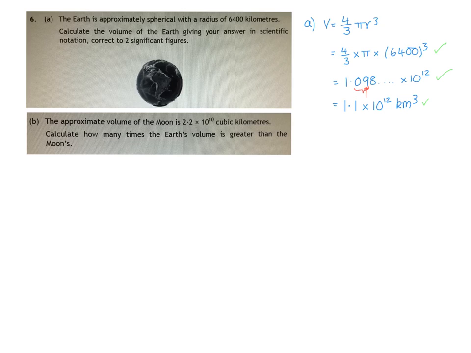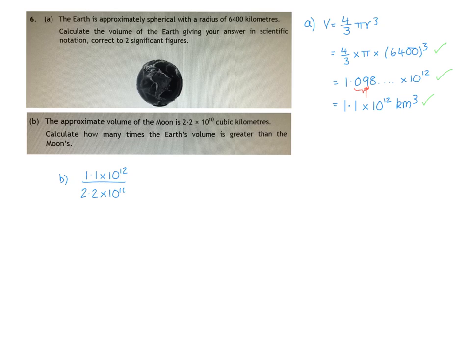So we've got part B. So we need to find how many times bigger the Earth is than the Moon. So we have to divide, but it's figuring out which way we need to divide. So because the Earth is bigger than the Moon, the Earth is what we have to go on the top, and we have to divide it by the size of the Moon.